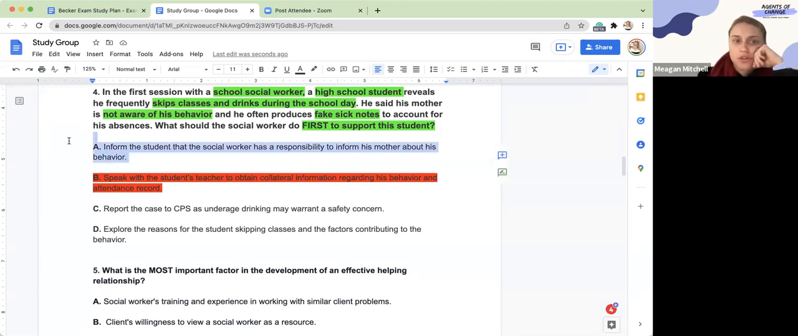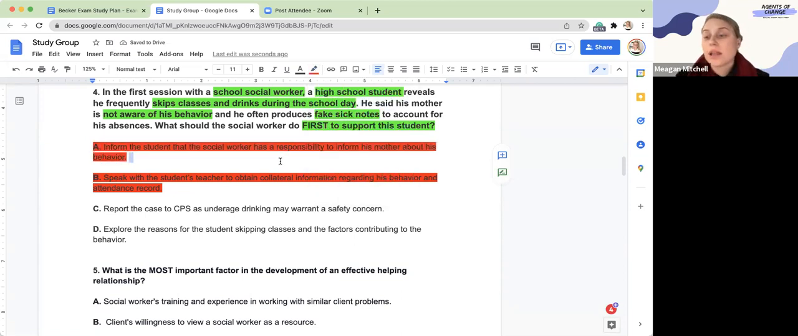Do we have to tell the student it's our responsibility to inform his mother about his behavior as a first step? Why or why not? Remember, this is a first question, so we need to have a starting point. We might need to tell the mother at some point, but is that the first step? Not at this time.